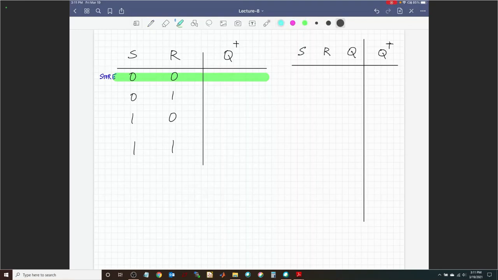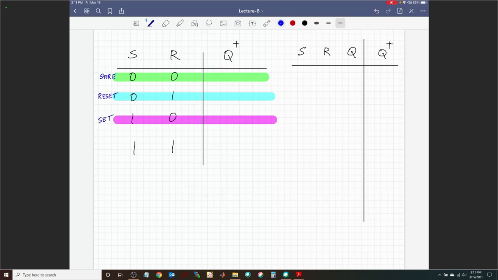What would be the next one? Reset. What would be the next one? Set. And the villain in all of this, the last one, bad state. Not allowed. All right. That's right. So those are my four states.